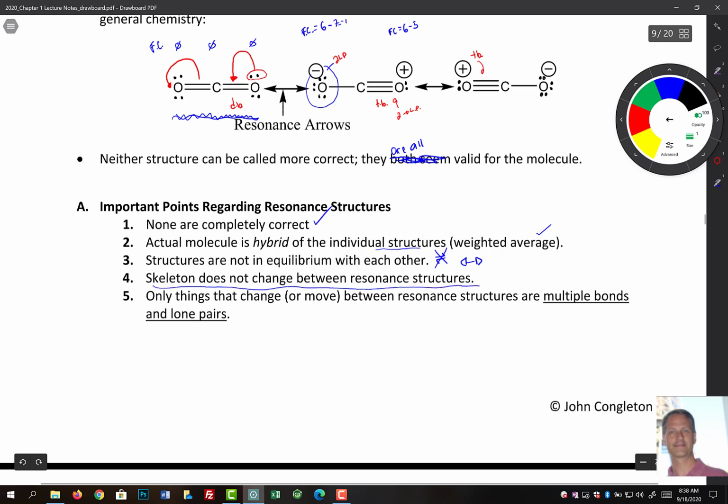So this intermediate middle structure right here is different from this structure, even though if you built the model, you could rotate them and they would overlap with each other. They'd be superimposable. We can't do that with resonance. We have to imagine that we nail each of the atoms down and that every oxygen, for example, is a little different. So you have maybe like an oxygen A and an oxygen B. So then the rotation wouldn't work anyway. And again, the only thing that changes or moves here between resonance structures is the multiple bonds and lone pairs. That's the only thing that we can do.